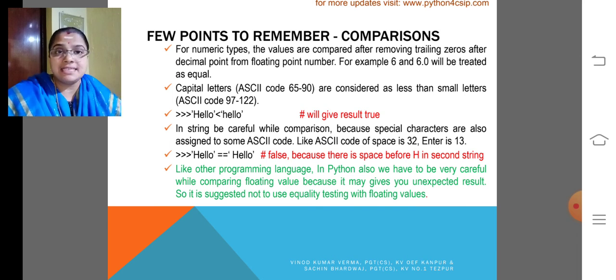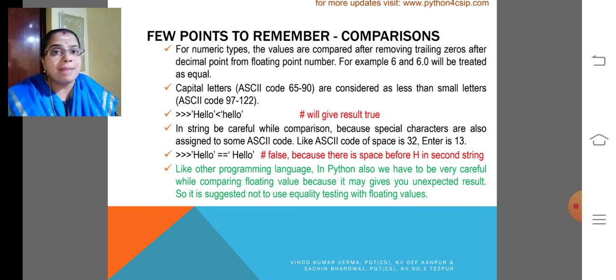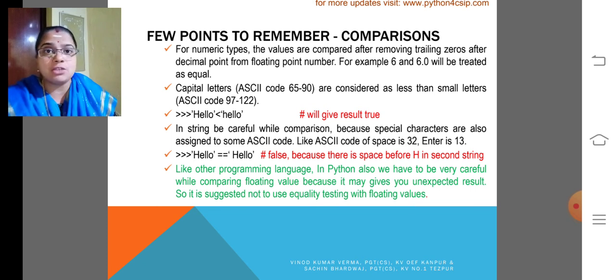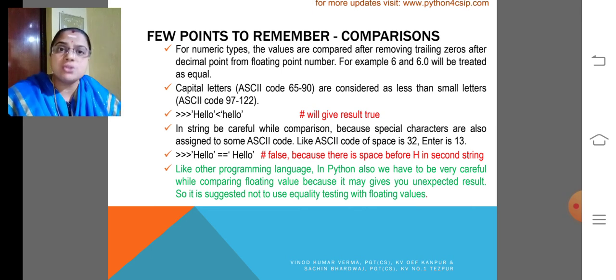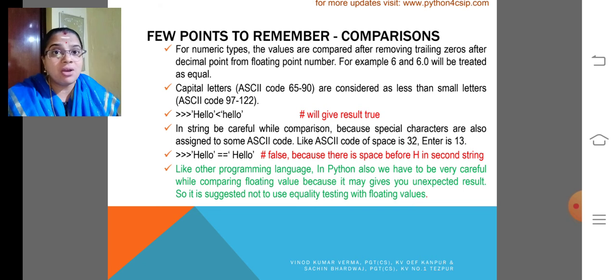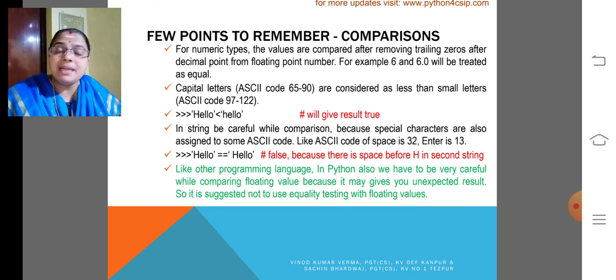The capital letters. I already mentioned the relational operators can also be used for comparing strings. Two names have to be compared. The password has to be compared. Username. Like that we need the comparison for strings. So the relational operators can also be used for comparison of strings.